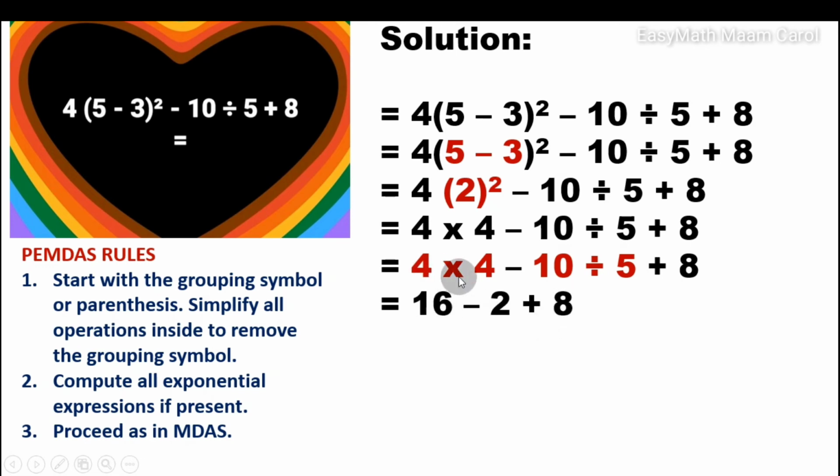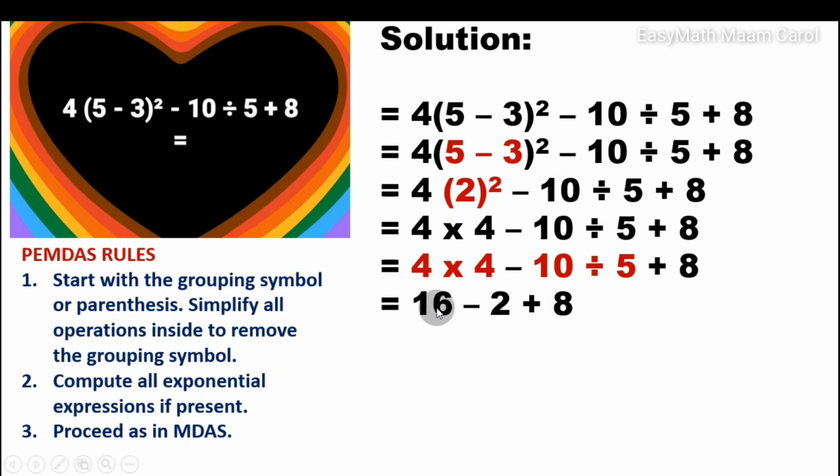So, we have 4 times 4 is 16. And then, minus. Okay, we'll just copy the operation. And then, 10 divided by 5 is 2. And then, we just add plus 8. So in this line, we are going to proceed with addition or subtraction working from left to right.